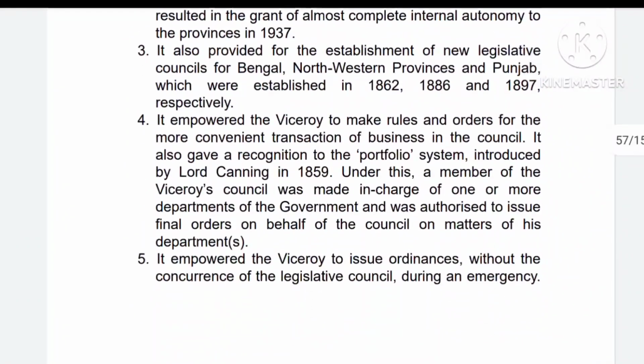Number 4. It empowered the Viceroy to make rules and orders for the more convenient transaction of business in the Council. It also gave recognition to the portfolio system introduced by Lord Canning in 1859. Under this, a member of the Viceroy's Council was made in charge of one or more departments of the government and was authorized to issue final orders on behalf of the Council on matters of his departments.